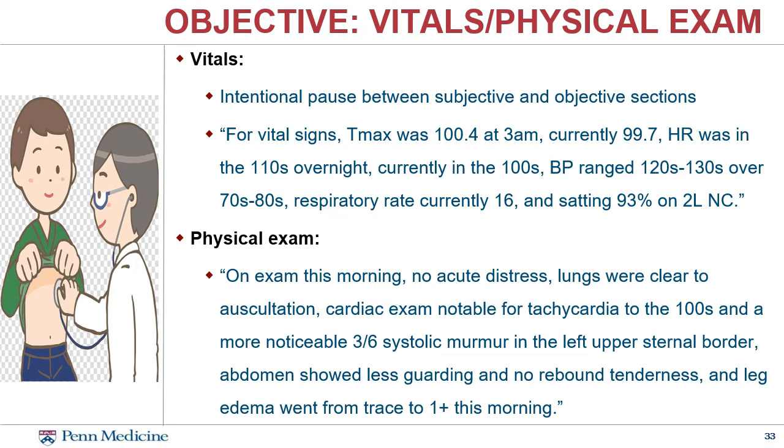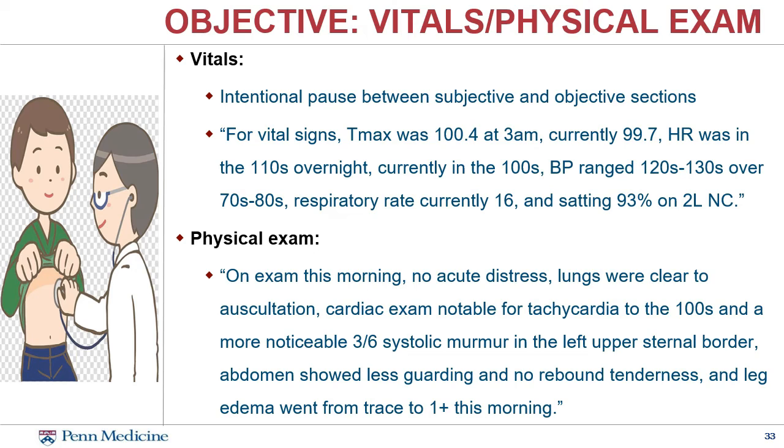So for vital signs, Tmax was 100.4 at 3 a.m., currently 99.7. Heart rate was in the 110s overnight, currently in the 100s. Blood pressure range 120s to 130s over 70s to 80s. Respiratory rate 16 and saturating 93% on 2 liters nasal cannula. On exam this morning, no acute distress.